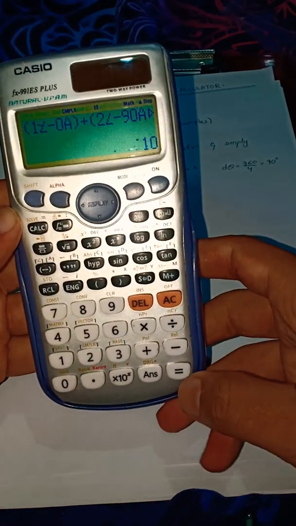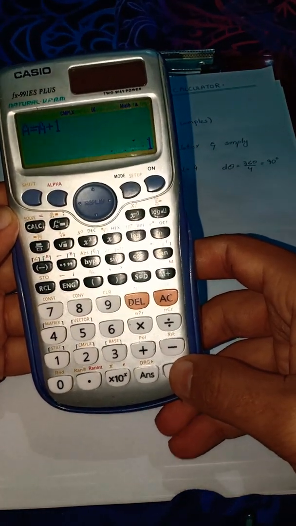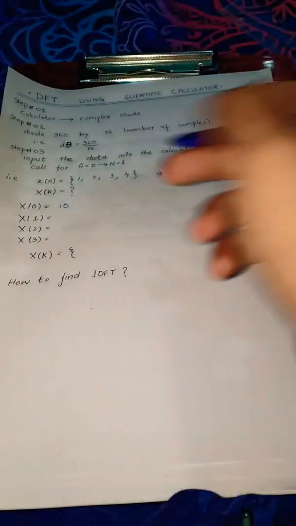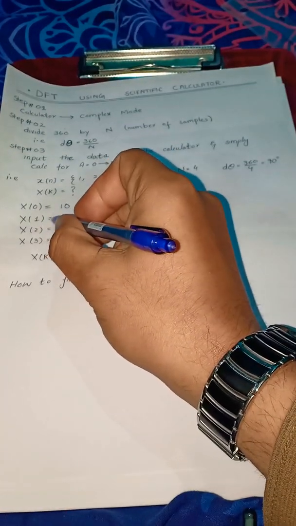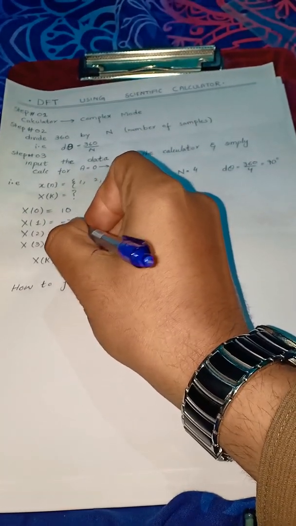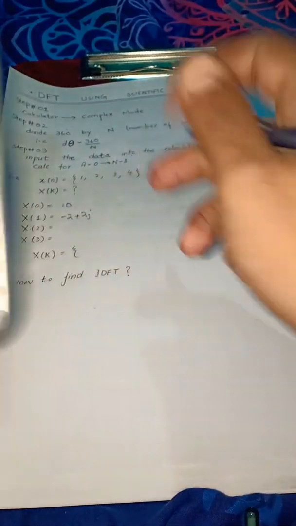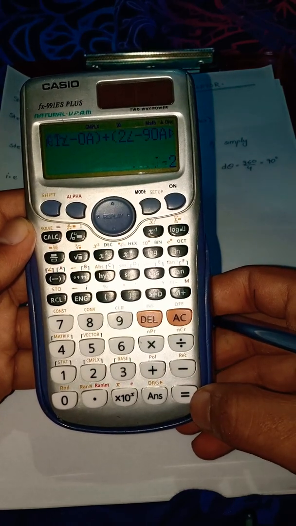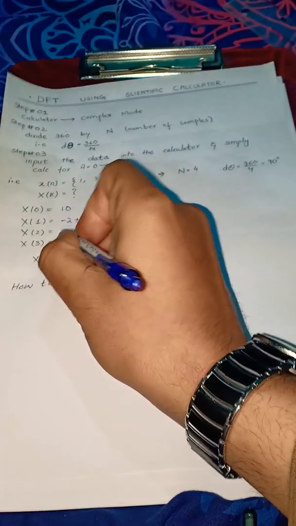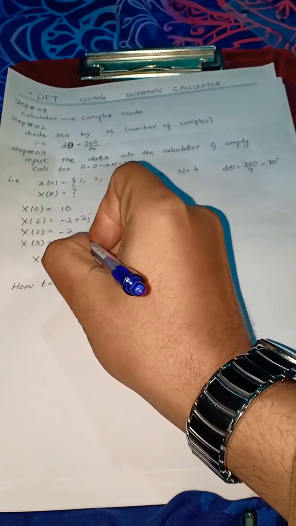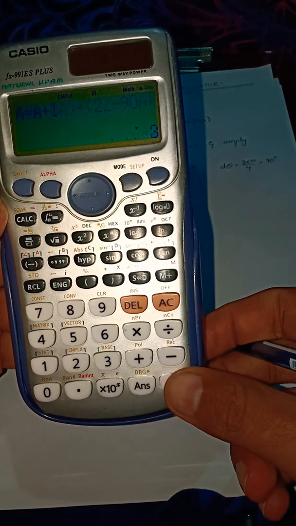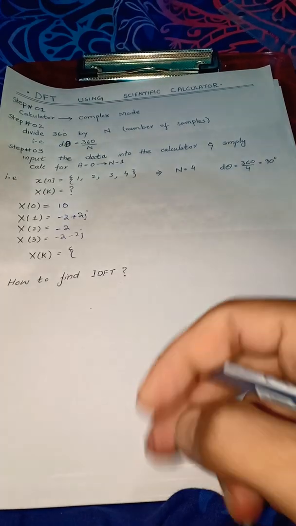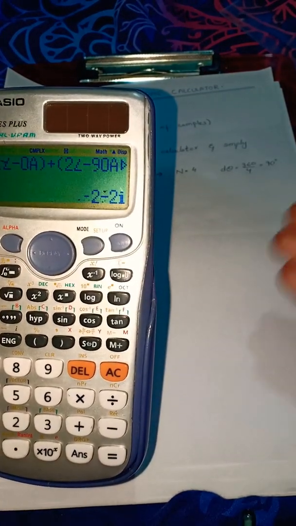Now the second input would be 1, so that would give me -2 plus 2j, which is the second sample in the frequency domain. Likewise, the third sample is -2 and the fourth would be -2 -2j. So that's how you can easily and quickly find the DFT inside the scientific calculator.